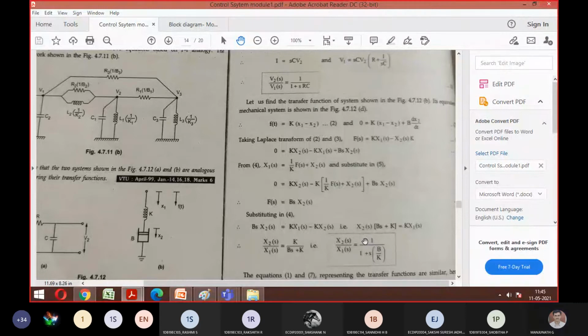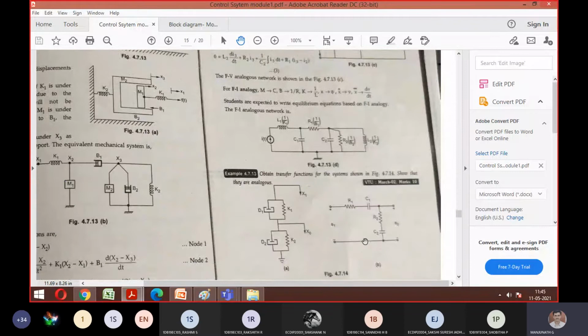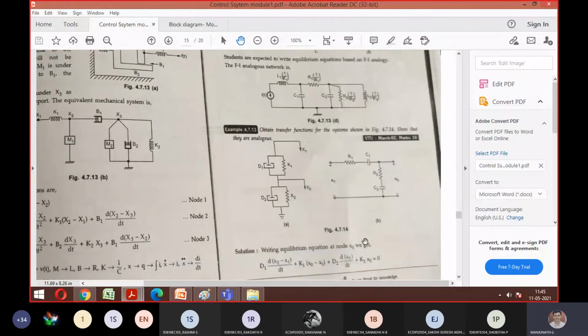Yes, sir. So let me go with one more problem with this. Then we will go with the block diagram. Look at this question. Obtain the transfer function for the system shown, and they asked to show that they are analogous. Look here. This is your mechanical system, and there is a given electrical system also. So this equivalent is what we are supposed to get, right? The dashpot and spring they have mentioned clearly.